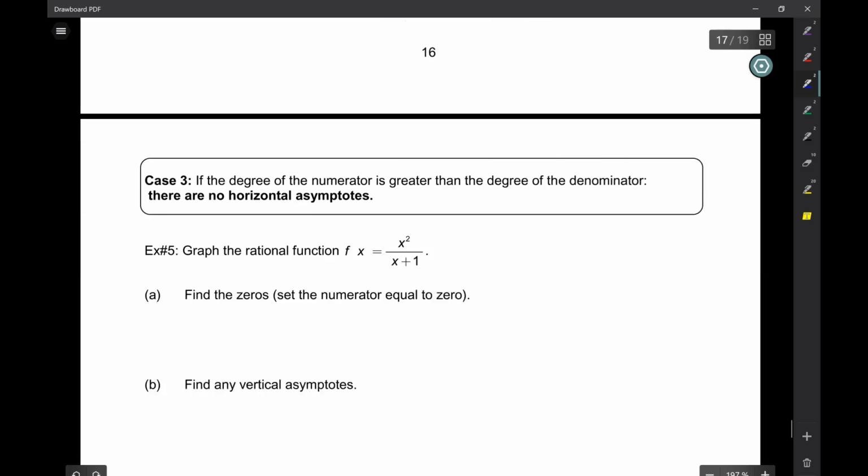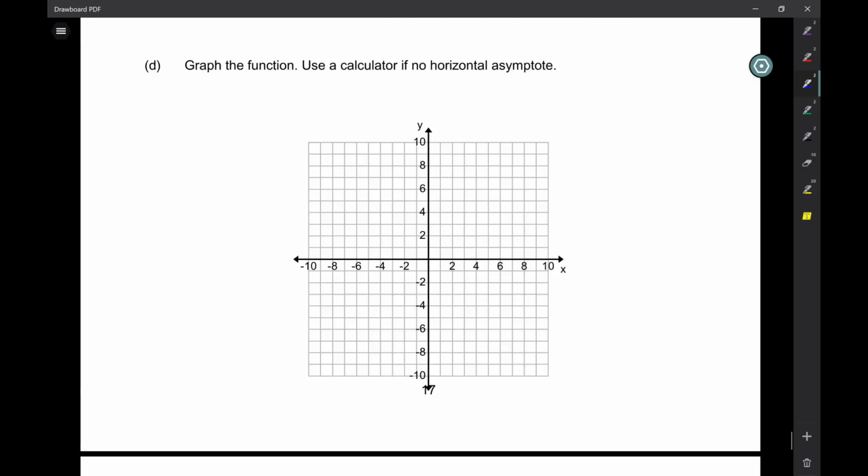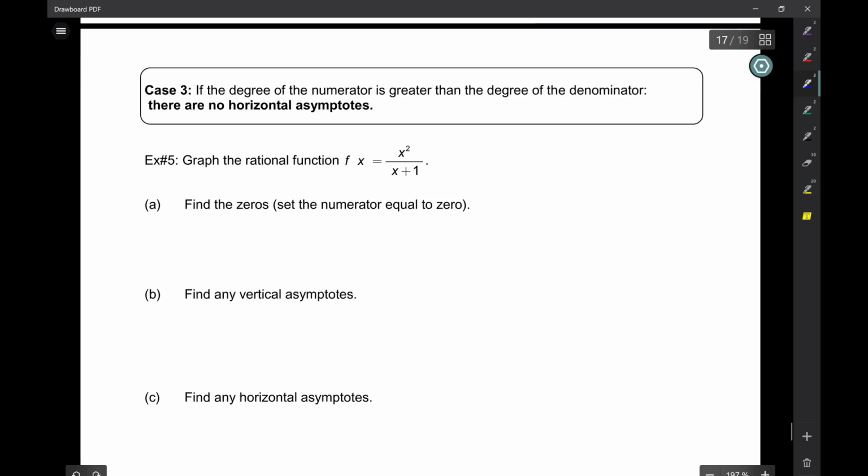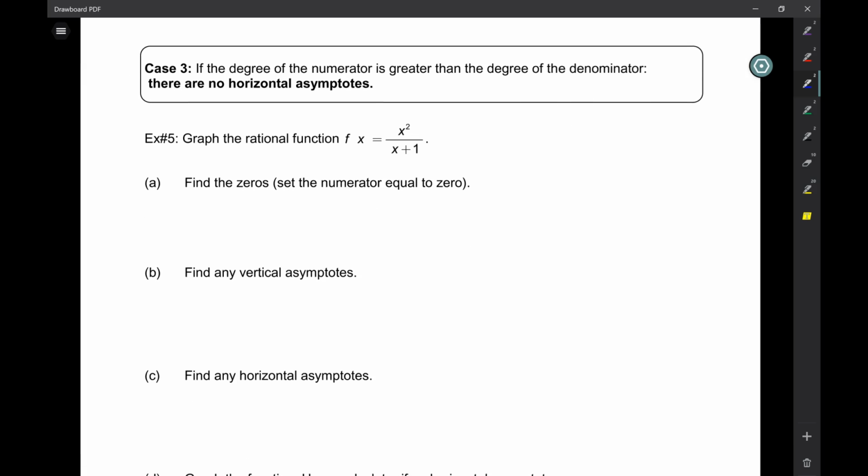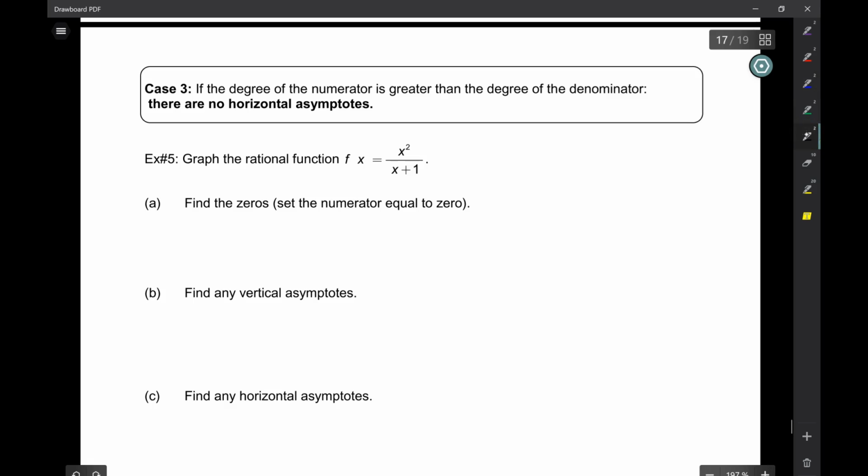So let's do this next one. This is now case 3. And case 3 says, if the degree of the numerator is greater, so if it's got a higher degree on top, then there are no horizontal asymptotes. That's it, no horizontal asymptotes. All right? So let's take a look at this one. What are the zeros here?